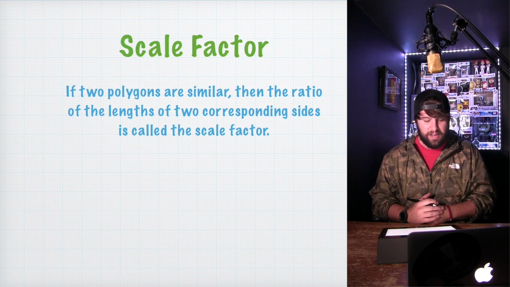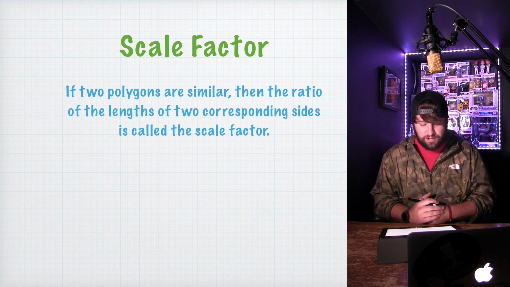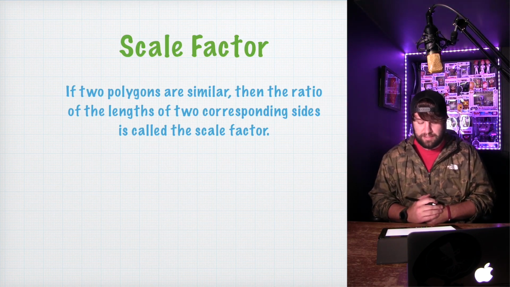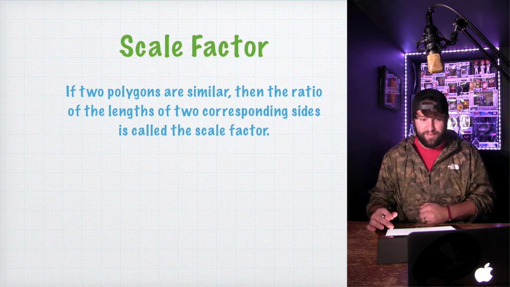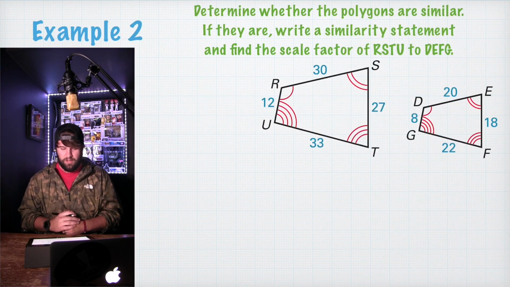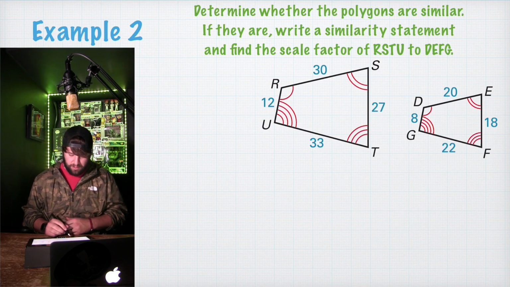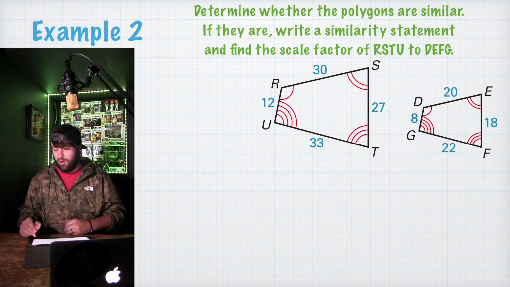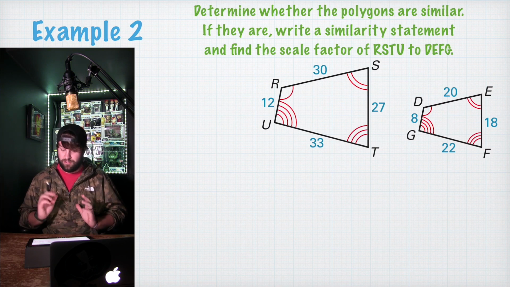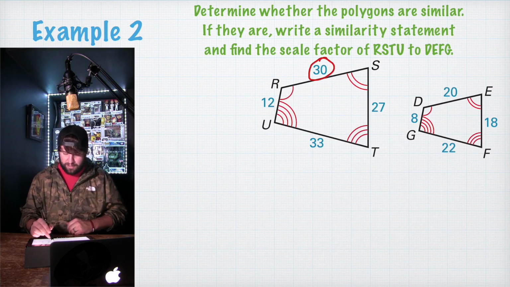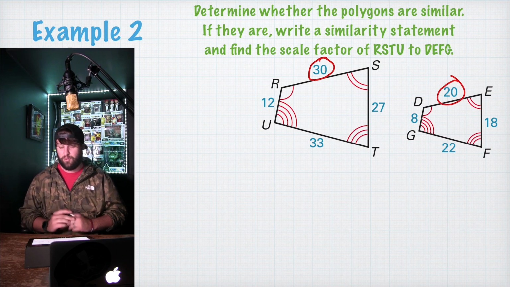Scale factor. If two polygons are similar, then the ratio of the lengths of two corresponding sides is called the scale factor. Determine whether the polygons are similar. If they are, write a similarity statement and find the scale factor of RSTU to DEFG. So we can see that they have all congruent corresponding angles. So that's good. Now we need to check their corresponding side lengths to see if they're proportional.